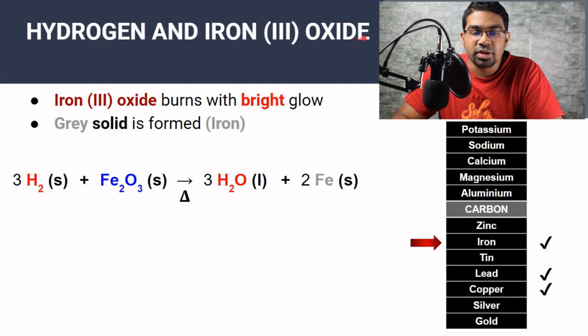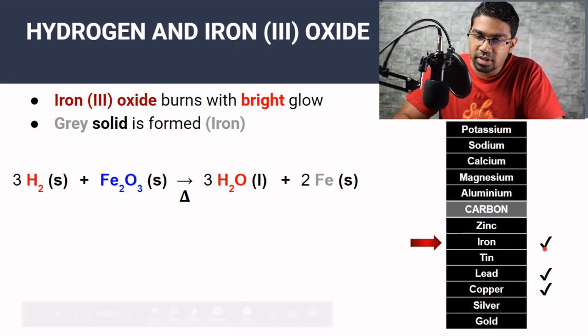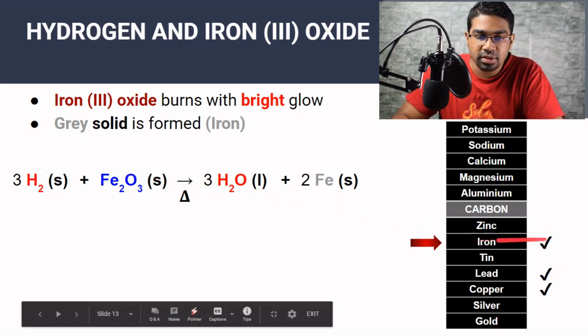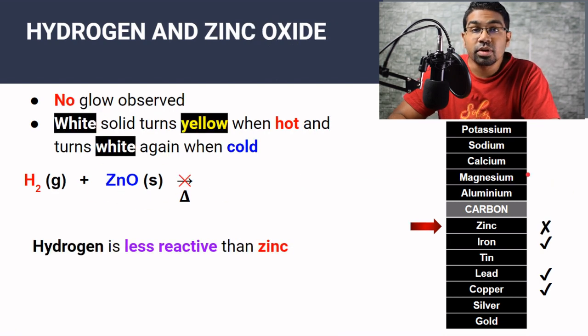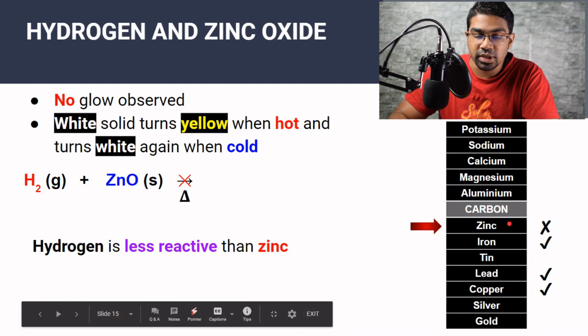Hydrogen and iron 3 oxide. So iron 3 oxide also burns with a bright glow. So there is a reaction. Iron is also a grey solid. Grey solid is formed. So iron is displaced by the hydrogen from the iron 3 oxide. Hydrogen is more reactive than iron. This is the concept here. It's the same concept. So here hydrogen will be higher than iron because it is able to displace iron from iron 3 oxide. Then we go even higher than iron, we go to zinc.